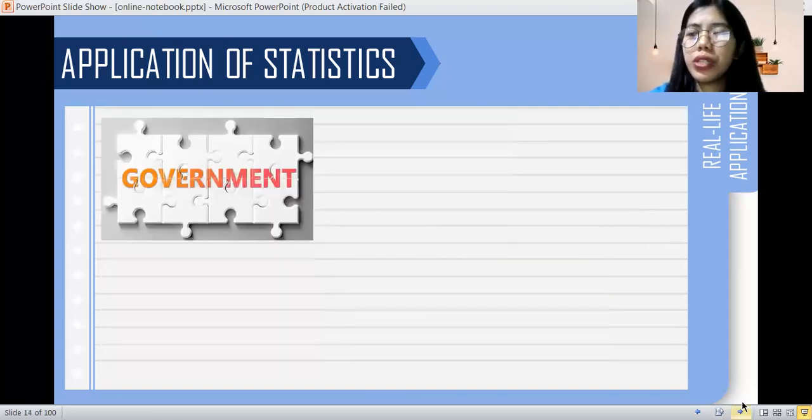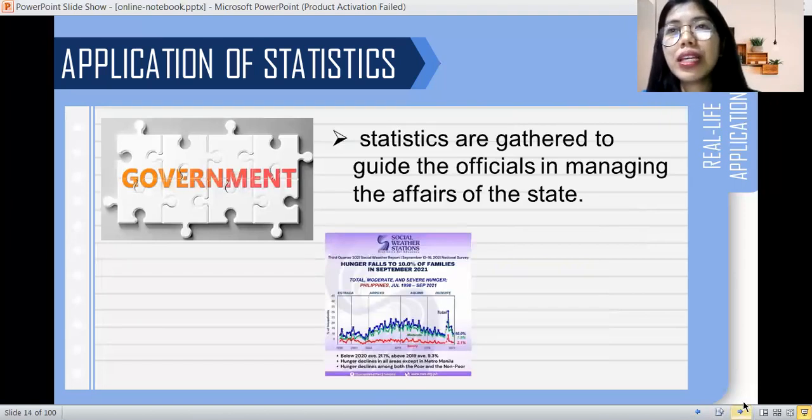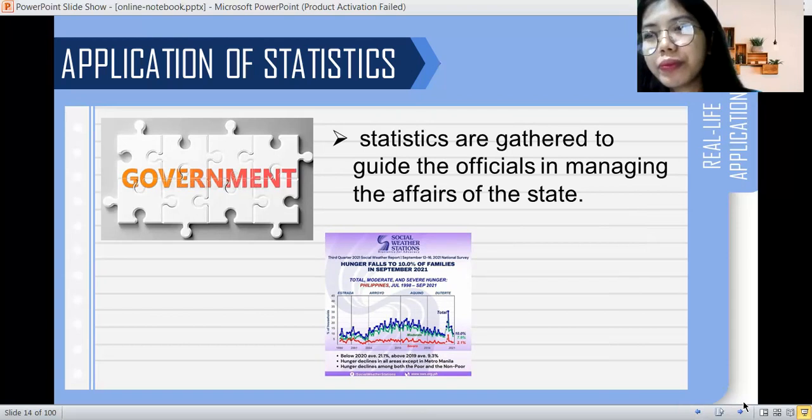Now, let's move to the field of government. Statistics are gathered to guide the officials in managing the affairs of the state. So, ano nga ba itong mga affairs of the state na to? So, we have here another chart entitled Hunger Falls to 10% of Families in September 2021. So, the government can determine if may progress ba sa mga ginagawa nila na intervention to address hunger and poverty sa ating bansa.